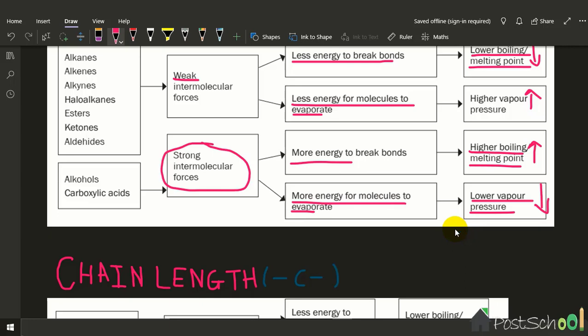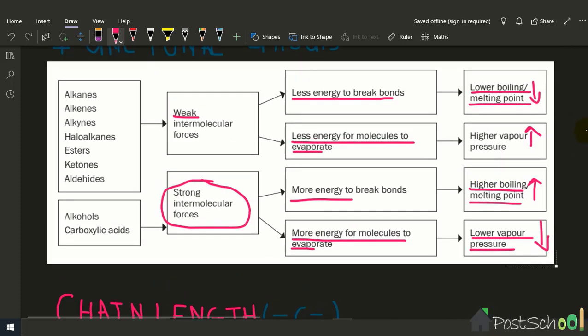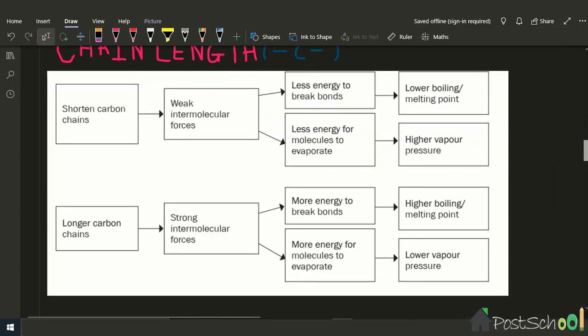Idalwe yini leyo? Kudala ukuthi there is more energy required to break the bonds ngenxa ukuthi there are stronger intermolecular forces. Example yama stronger intermolecular forces ama-hydrogen bond. Under hydrogen bond kukhonani ama-alcohols kanye nama-carboxylic acid. So there are several factors affecta ke manje i-property.